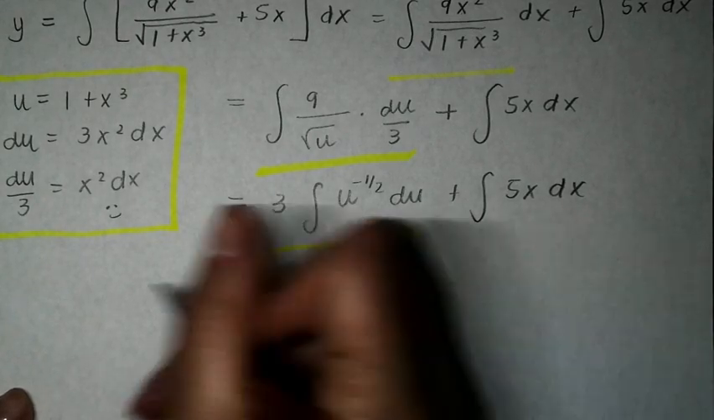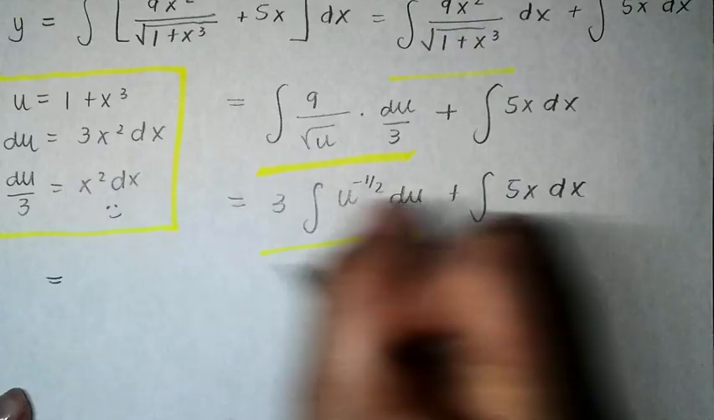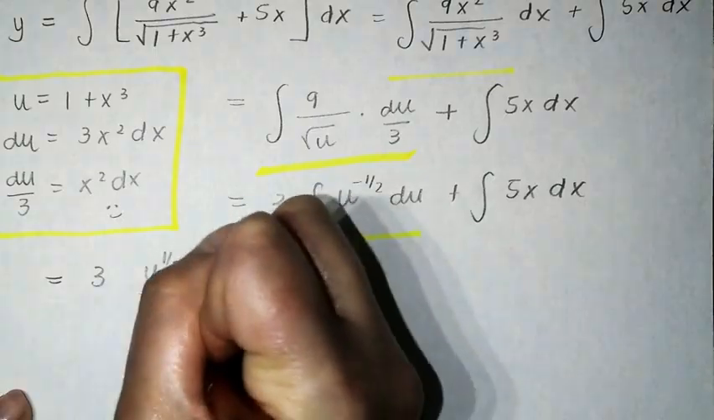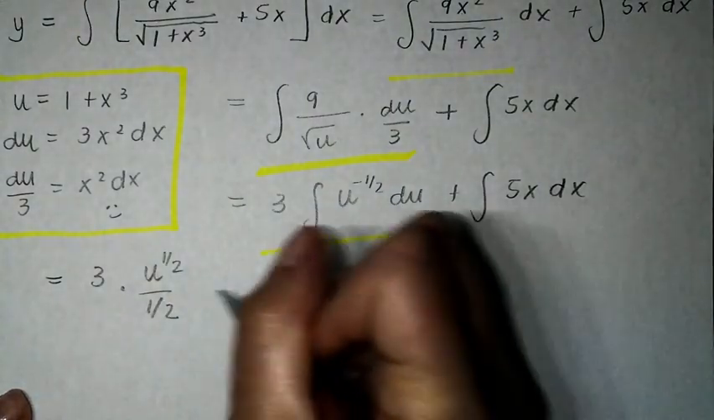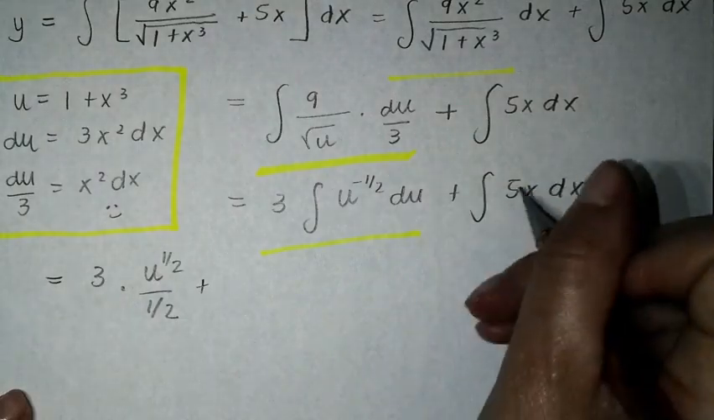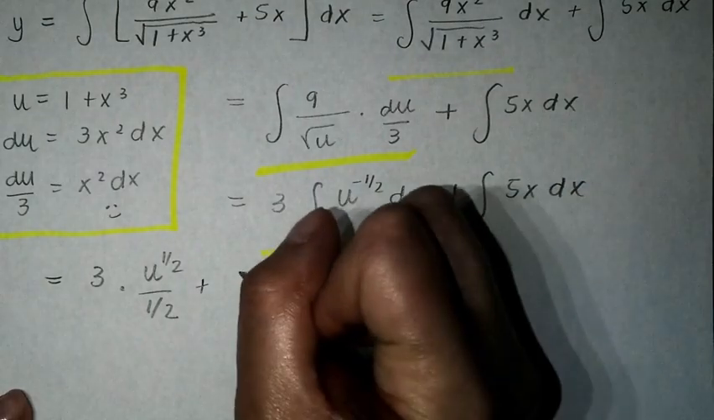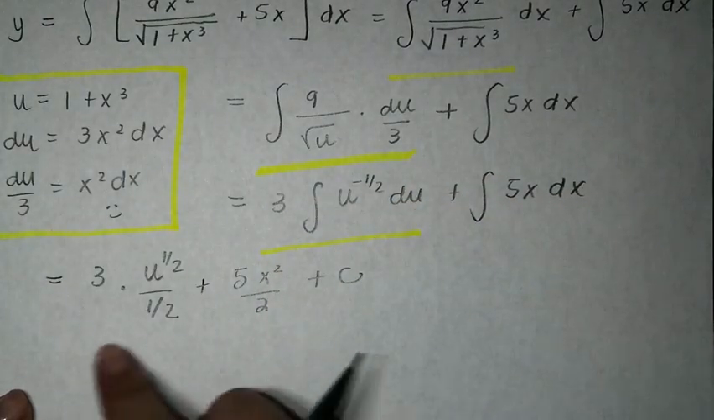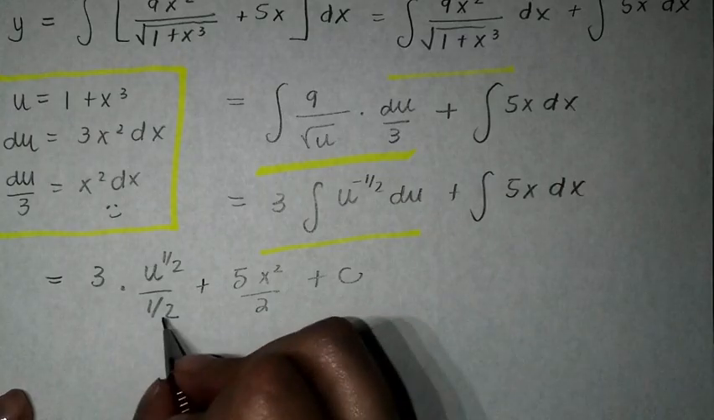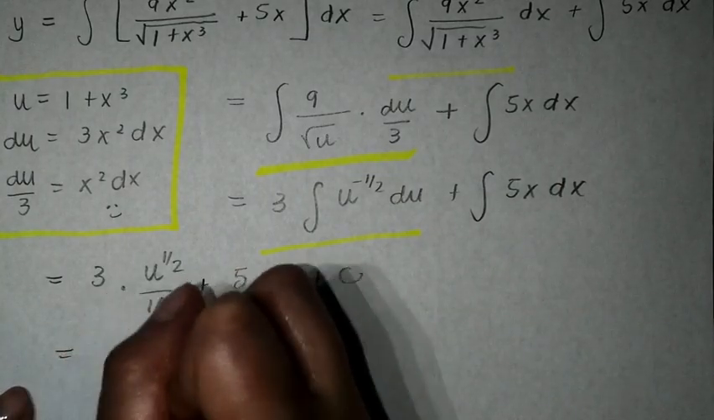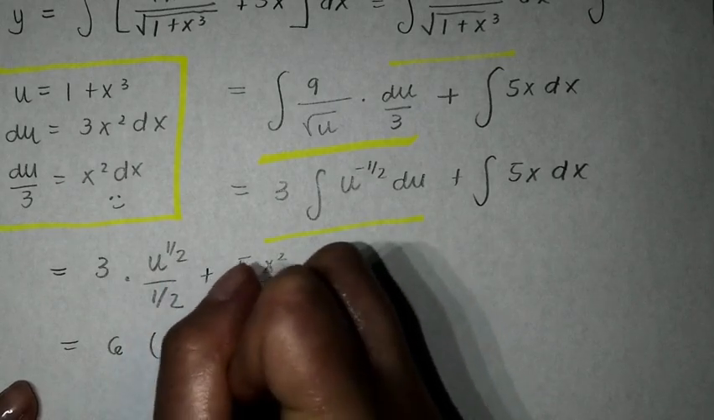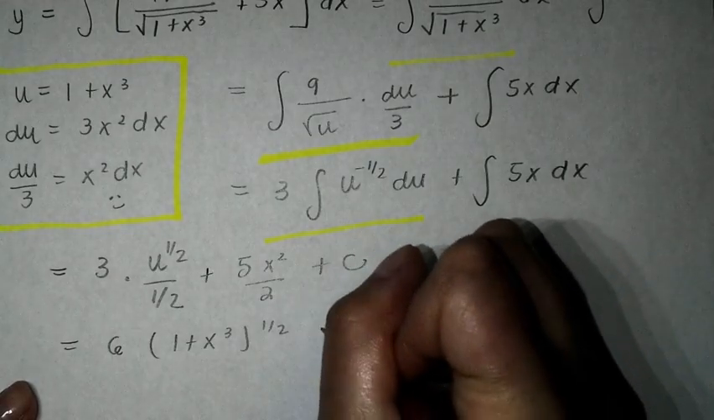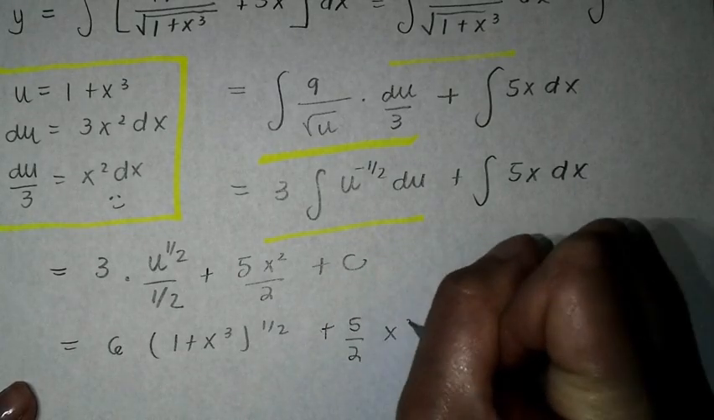So what do you have here? That is going to be equal to 3 times u to the power of -1/2 plus 1, which is 1/2, divided by 1/2, multiplying each other. Then you can integrate the other part separately with x's. That one is going to be 5x squared divided by 2 plus c, and that c covers both terms. So next you have that this is 6. The u, we know that it's 1 plus x cubed to the 1/2, plus 5/2 x squared plus c, and guess what?